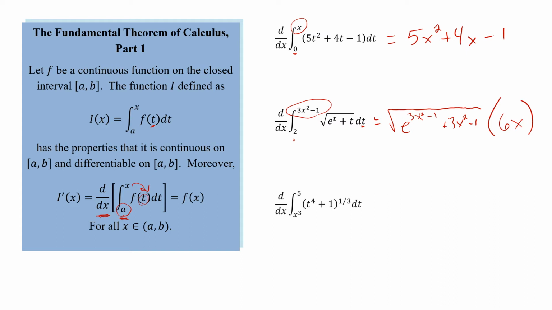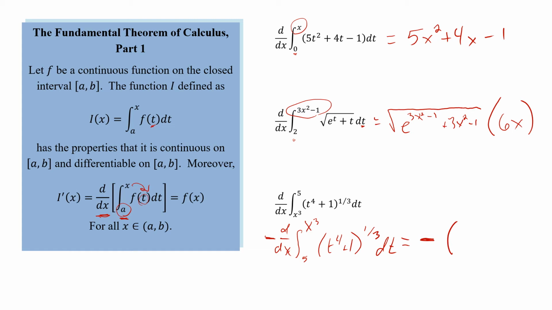Let's look at another one. In this case, my variable is on the bottom instead of the top. If you remember the properties from yesterday, we can switch that around. Last time, we can switch it around, make it negative. This will be negative d over dx times the integral from 5 to x cubed, t to the 4th plus 1 to the 1/3 dt. Now we can plug it in. When we do that, negative just kind of follows along.